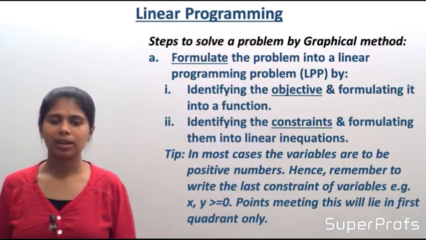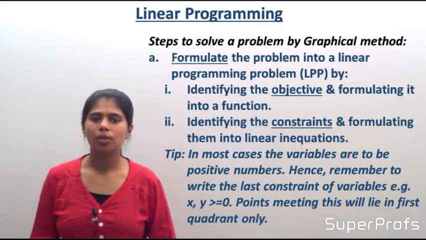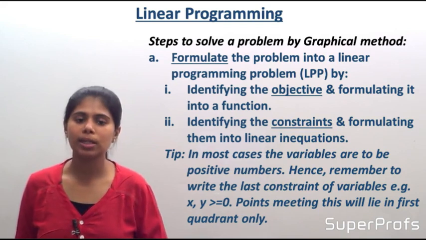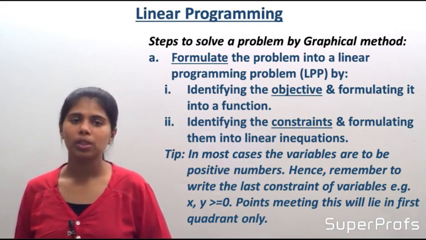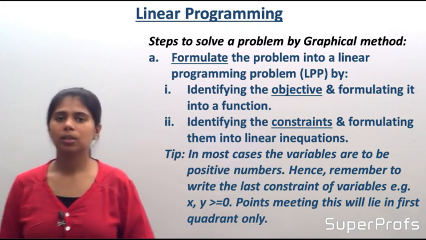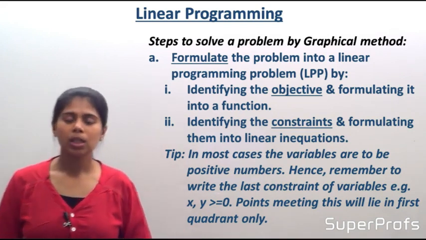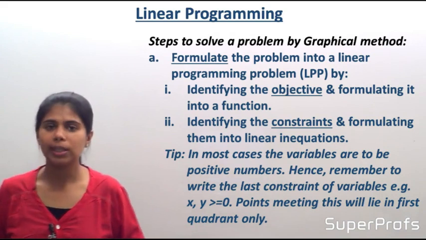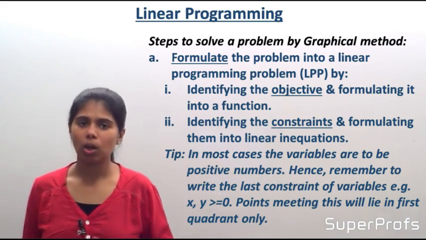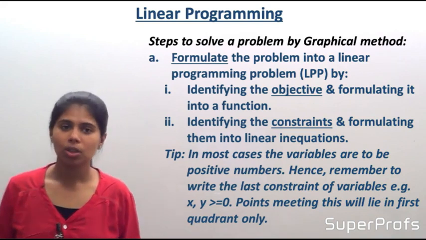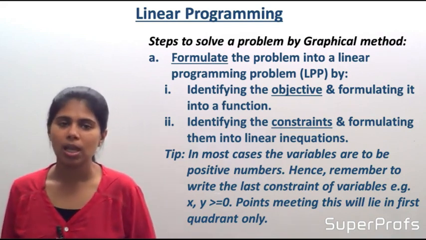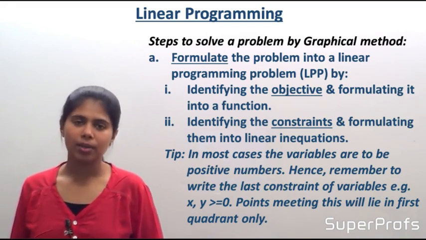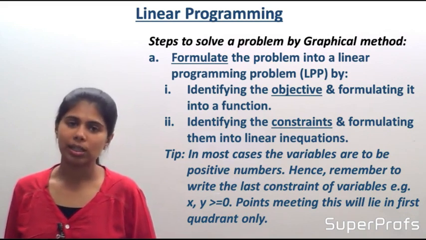Let's look at the graphical method. So what are the steps to solve a linear programming problem by graphical method? The first thing that we have to do is formulate the problem into a linear programming problem, an LPP. How do you formulate a problem into an LPP? The first thing is that we have to identify the objective and formulate it into a linear function. So we have to identify what it is that we are trying to achieve, what the objective of the problem is, and formulate it into a linear function. The second is we have to identify the constraints and formulate them into linear functions, linear inequations.